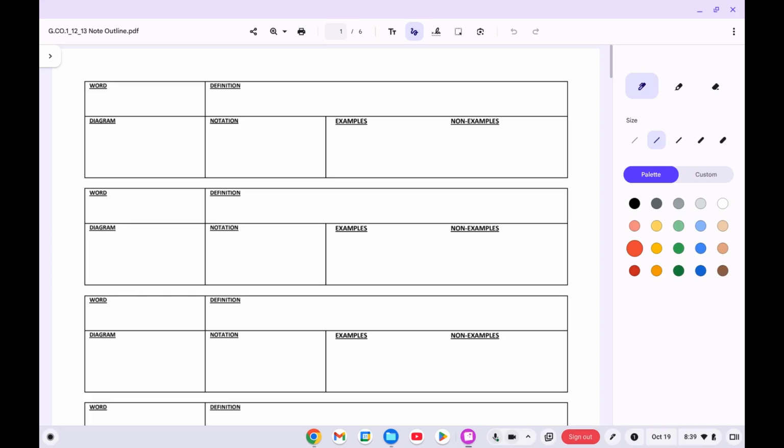But this sheet that I have on the very first page of your packet is going to be a catch-all for all the vocab words that we're going to talk about. So I've got a couple of vocab words that we're going to go over today, but before we even get into that, I have a little bit of an activity that I'm going to throw up here for you guys.